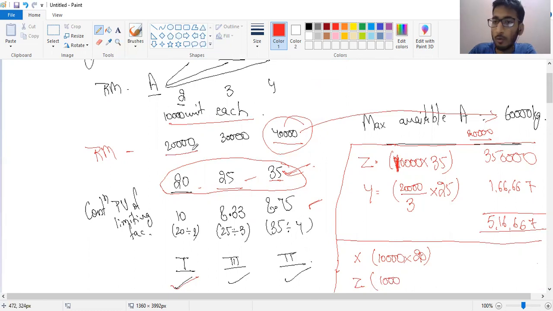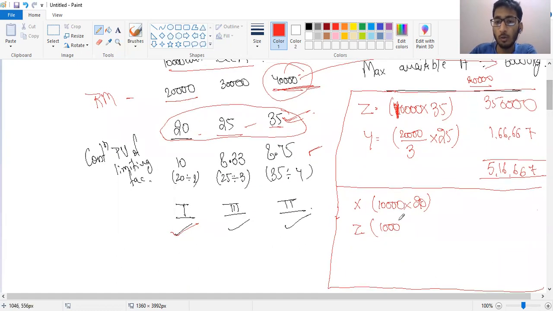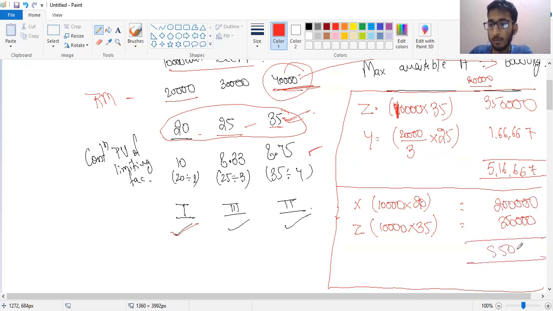Just see, if I make X first, then 20,000 units of raw material are used. Now 40,000 is left, and to make Z, you require 40,000. So by using 40,000 for making Z, I can make the complete 10,000 units of Z. You are earning 35 rupees per unit, so 3,50,000 would be the contribution from Z and 2 lakh from X. Now see what your total contribution is: 5,50,000.